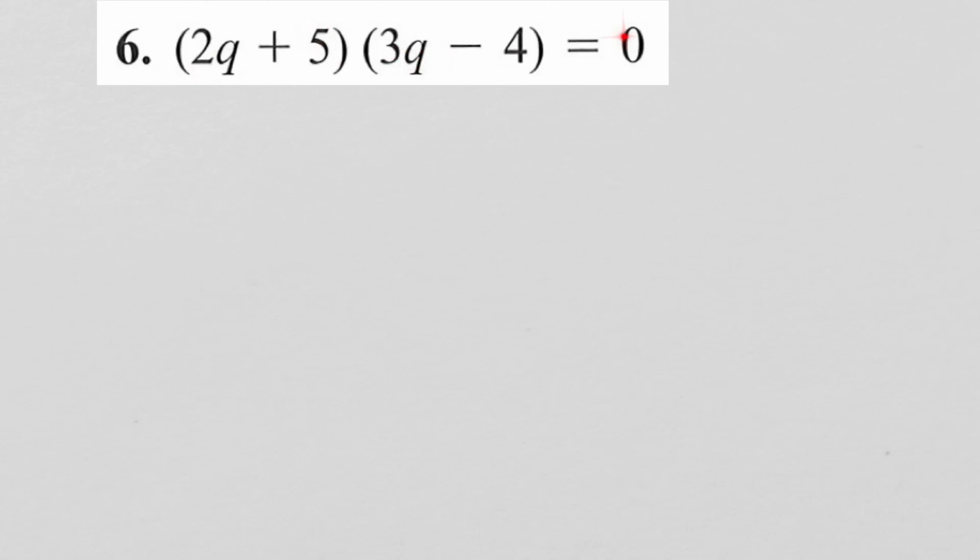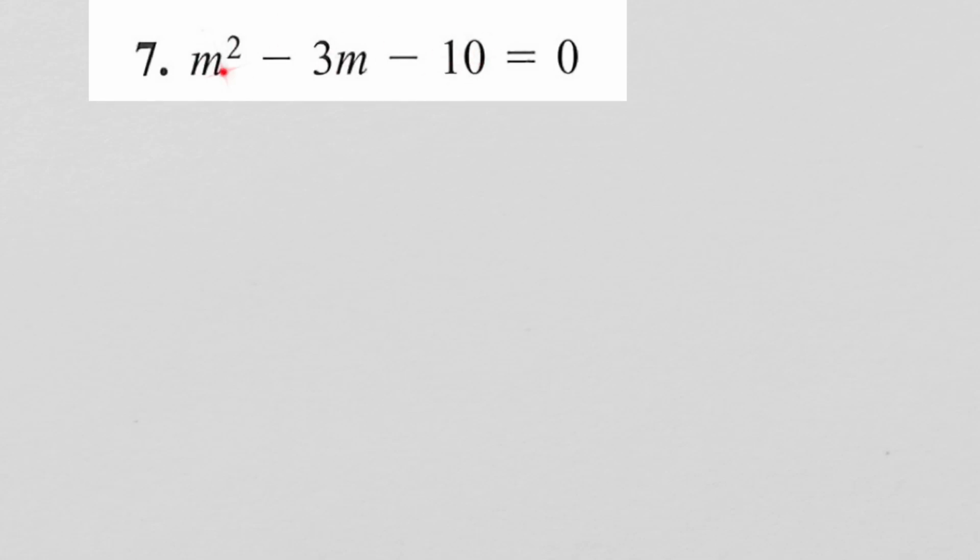So if the product of two things is equal to 0, that means that q must be equal to -5 over 2, and the opposite of this is +4 over 3. And that's it.